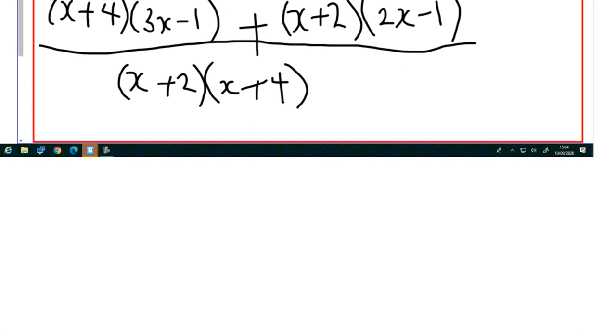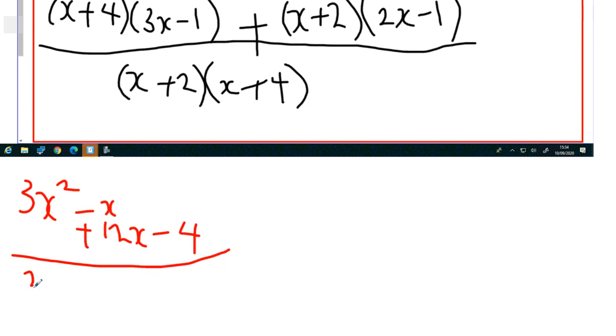So now, if I get the pen, let's use a red color this time. Now I'm going to expand these two bits, and that will give me 3x squared minus x plus 12x minus 4. That's for that top bit. And the whole bit here will give us 3x squared plus 11x minus 4.